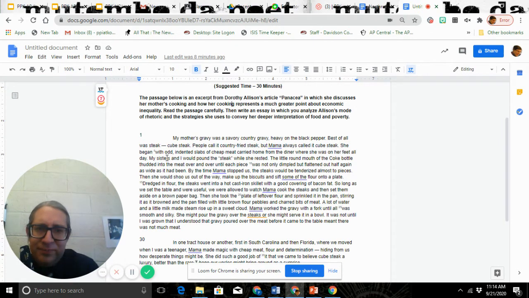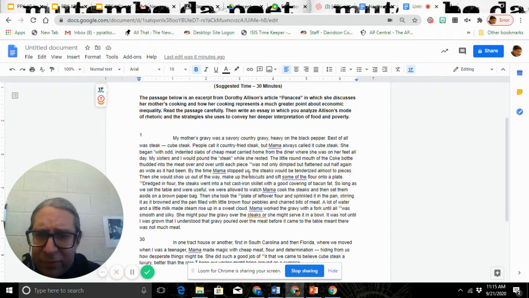Her working all day long on her feet. The fact that the meat is odd indented slabs of cheap meat, basically the leftovers from the diner that they didn't want to use. Over here, I would probably point out the little round mouth of the Coke bottle. It's important to me that they're using the Coke bottle and not some kind of tenderizer.